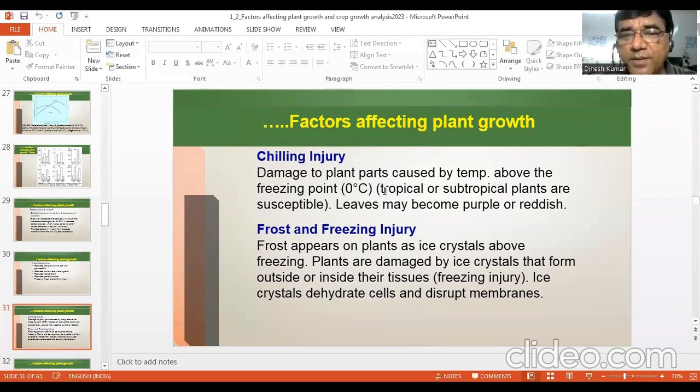Frost and freezing injury: frost appears on plants as ice crystals at or below the freezing point. Plants are damaged by ice crystals that form outside or inside their tissues. That means these ice crystals will form in the intercellular spaces or even intracellularly, and that will increase the volume, and cell rupture can happen. Cells can break down.